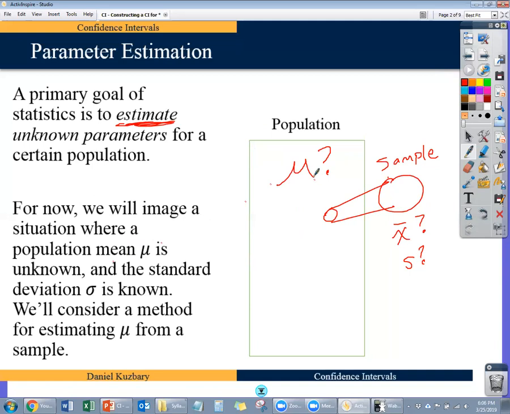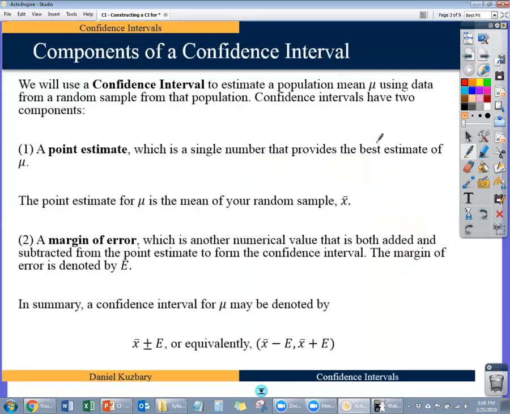Now we're in a situation where we don't know what mu is, but we do know what sigma is, which is a little bit of a strange situation. Imagine we don't know the population mean, but we do know the population standard deviation. There are a few instances where this might be true, and we're going to estimate mu using what's called a confidence interval. A confidence interval is one thing that's used to estimate the mean mu, and it has two primary parts. This slide shows you what I mean by confidence interval.